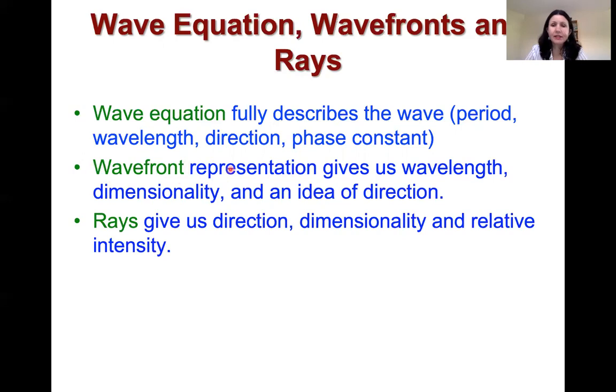So when we go from the wave equation to the wavefront representation, we lose some information there. So what does the wavefront tell us? The wavefront is mostly telling us about the wavelength, the dimensionality, and I'll get into that shortly. And then we get some idea of direction by looking at the total phase and which way the total phase is increasing.